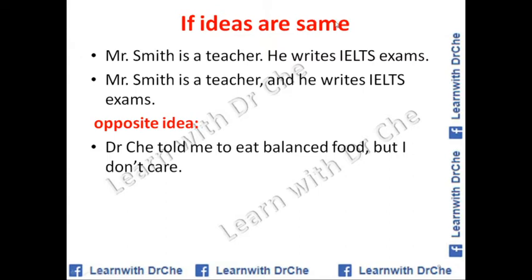If ideas are the same, we use and. Mr. Smith is a teacher. He writes IELTS exams. Now look. Mr. Smith is a teacher and he writes IELTS exams. Now it is a compound sentence. These are two simple sentences. Now they are joined together to make a compound sentence. These are the same ideas, so we use and.